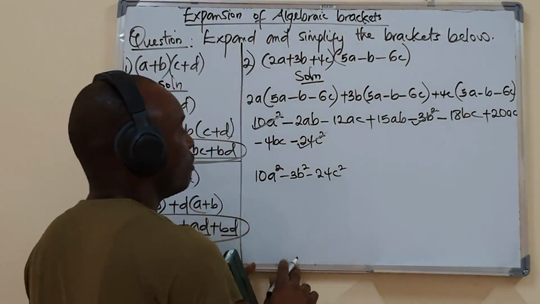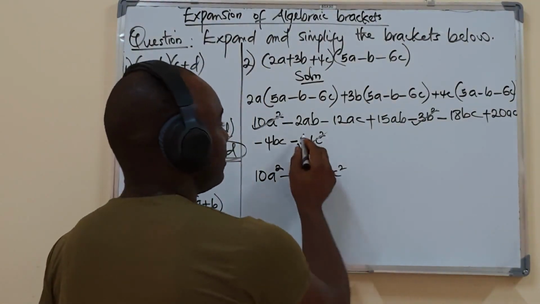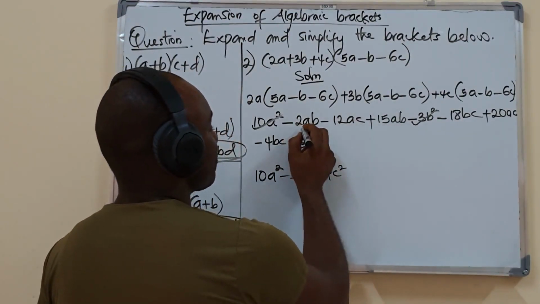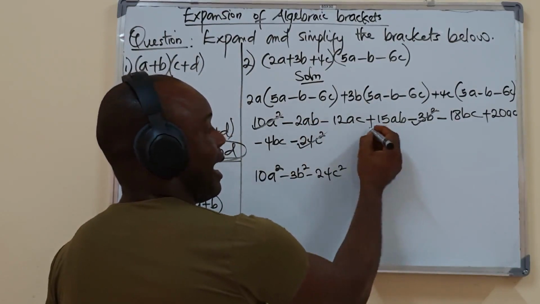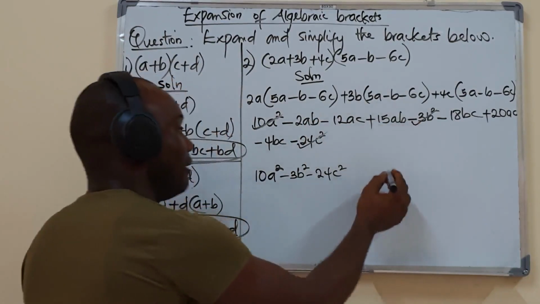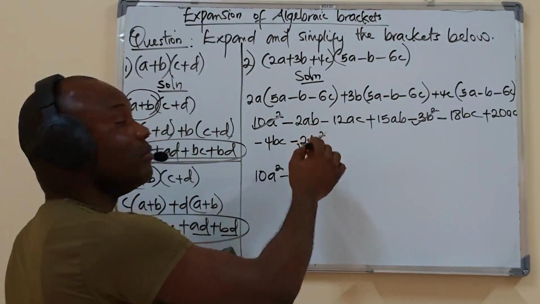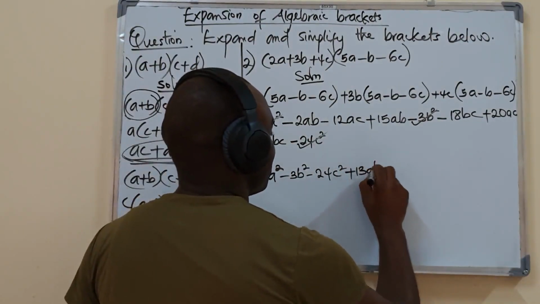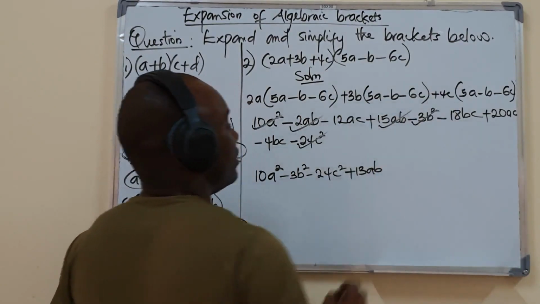Alright, since we're done with the squares, let's take a look at the ABs. This is AB. We'll have another AB here. This is negative 2AB add 15AB. It's the same thing as 15AB minus 2AB. So that gives us plus 13AB. So we are done with the ABs.